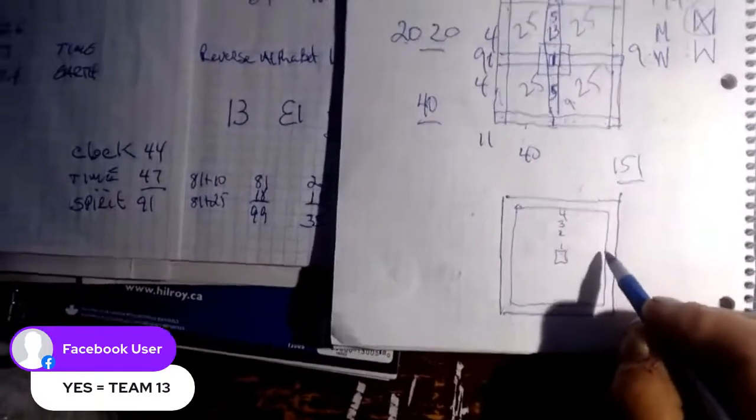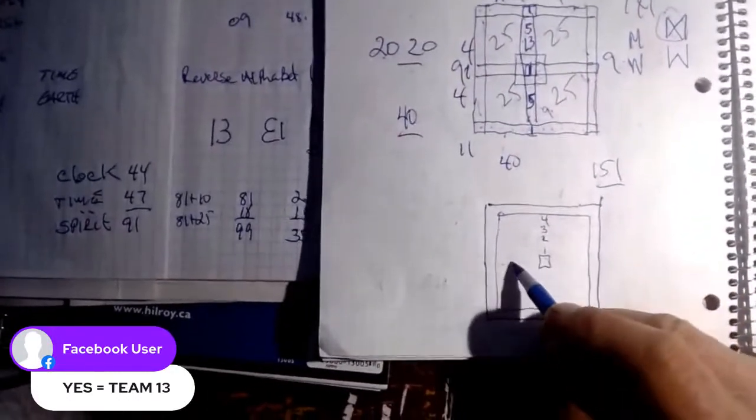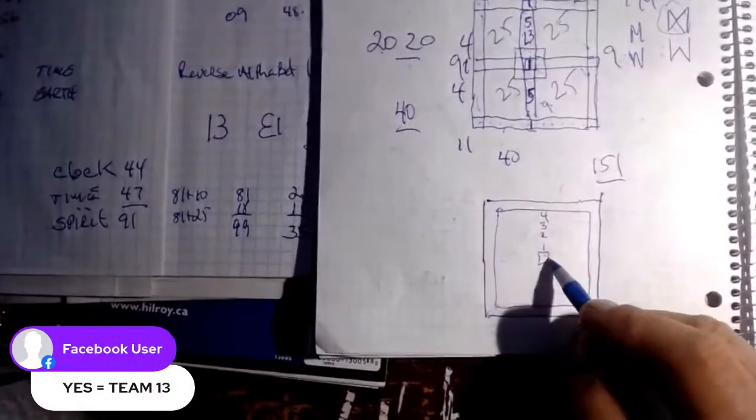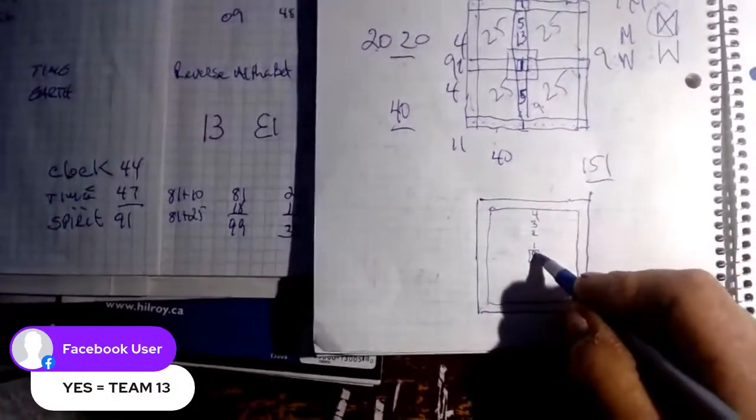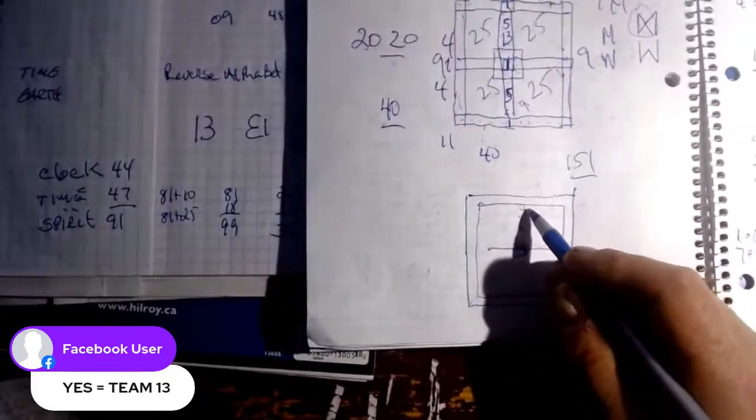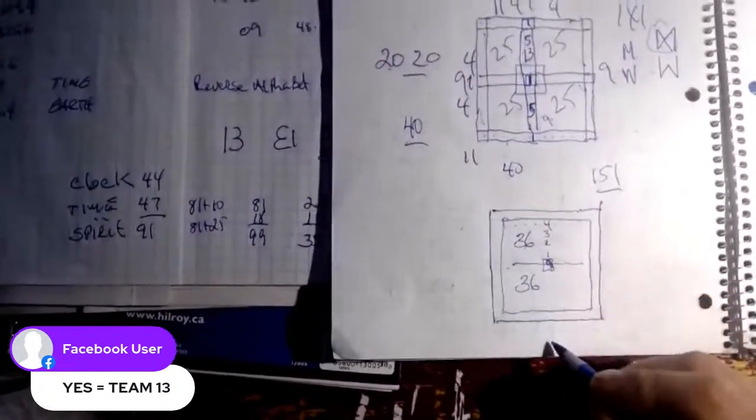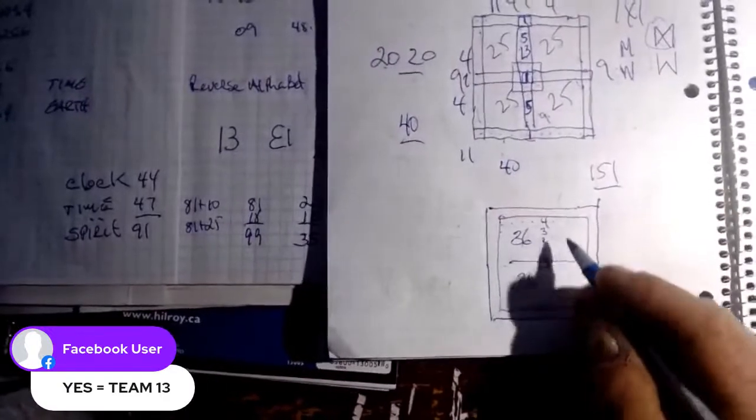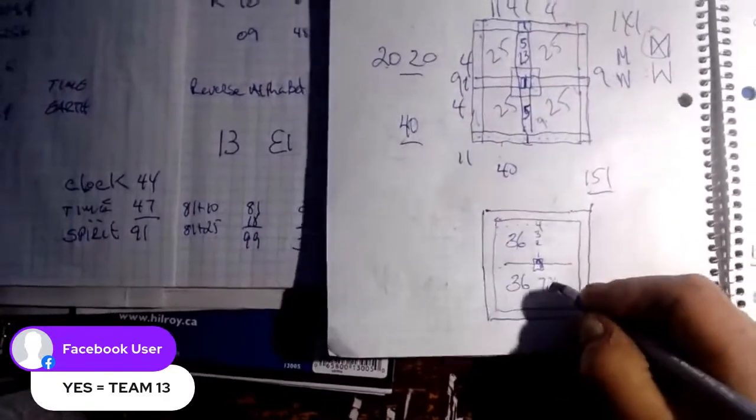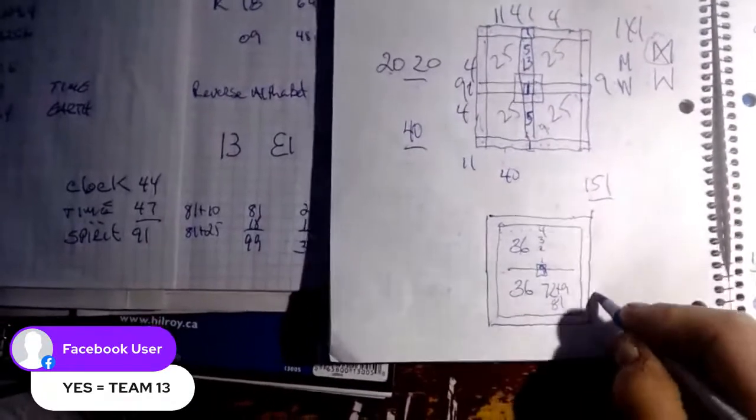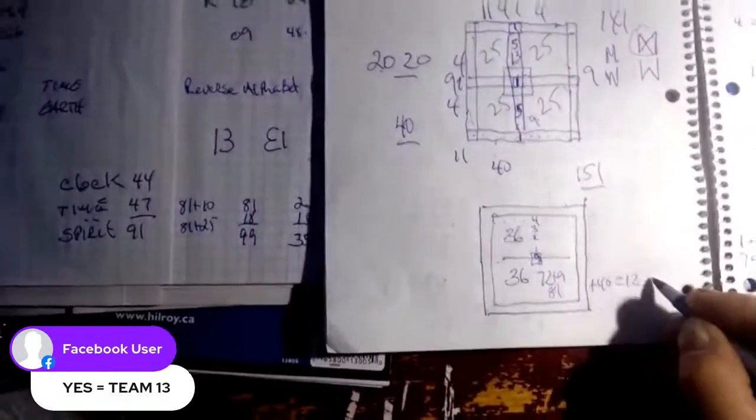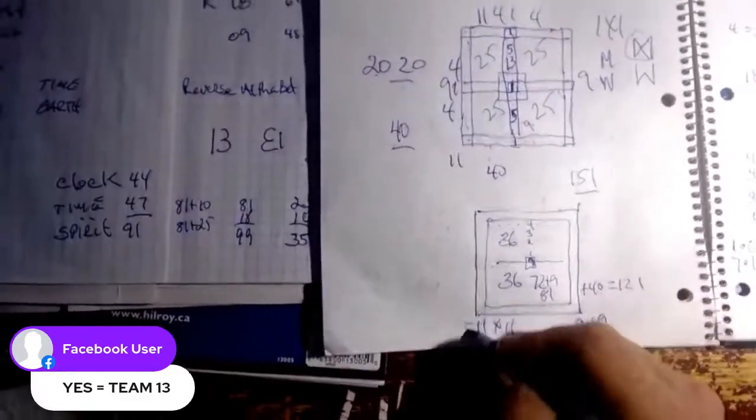So it's going to be 4, and then the total over here is going to be 9. So this is 1, 2, 3, 4, 5, 6, 7, 8, 9. So there's 36 and 36. And then over here is 9. So you have 72 and 9 equals 81 plus 40 equals 121. 9 times 9 is 81, and 11 times 11 equals 121.